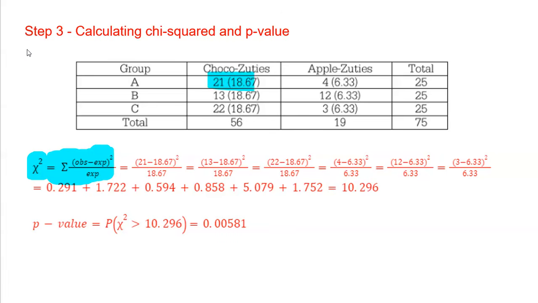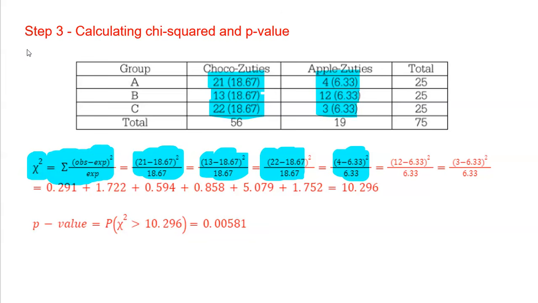So in the first cell right here, I did the observed 21 minus 18.67 squared divided by the 18.67. Then I did the same thing here, 13 minus 18.67 squared divided by 18.67, and same thing here. And then I just repeated that process for the Apple Zooties. 4 minus 6.33 squared divided by 6.33, 12, and then 3, repeating that process over and over again.